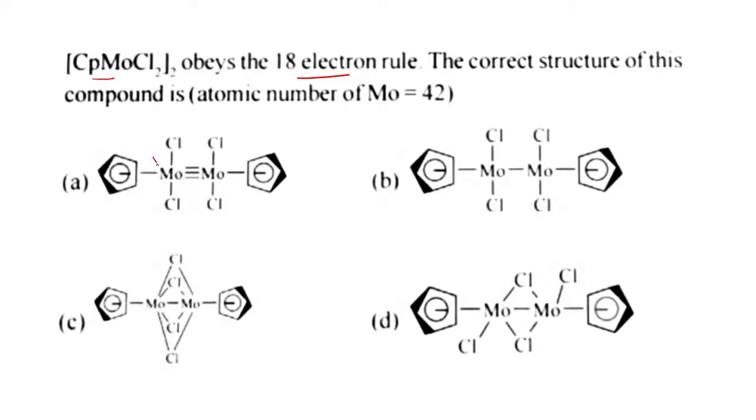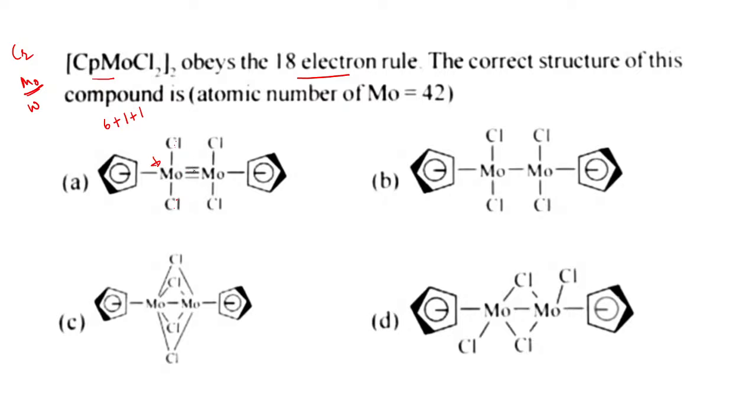Now let's take this metal. This is from the chromium family, so basically you have 6 electrons on this molybdenum, and there are 2 chlorines. Now this chlorine is not a bridge chlorine. This is a terminal chlorine, so it is a 1 electron donor. So basically 6 from this metal, 1 from this chlorine and 1 from this chlorine.